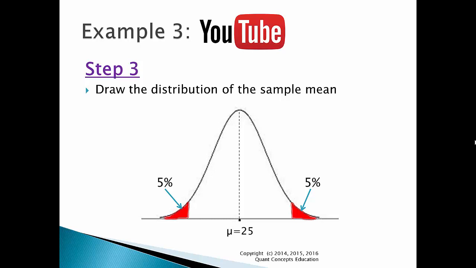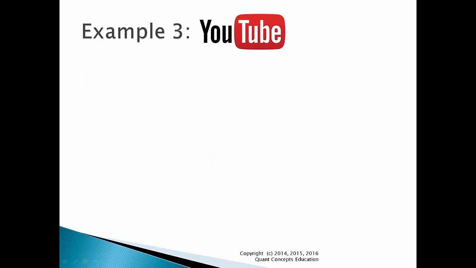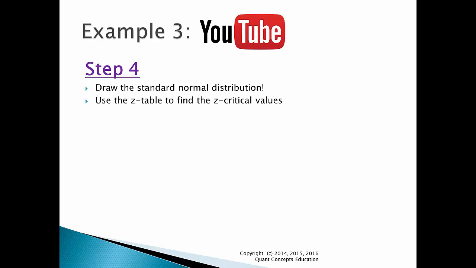So the question again is, what are the cutoff values for the two rejection regions? We will call these the upper critical value and the lower critical value. Step 4 gets a little interesting here. We draw the standard normal distribution, and we do this so we can use a cumulative Z-table to find the Z critical values. Once we know the Z critical values, we can calculate the critical values in the previous slide.